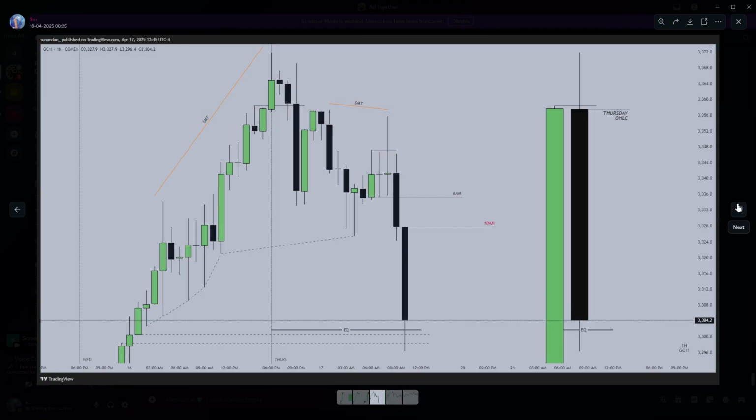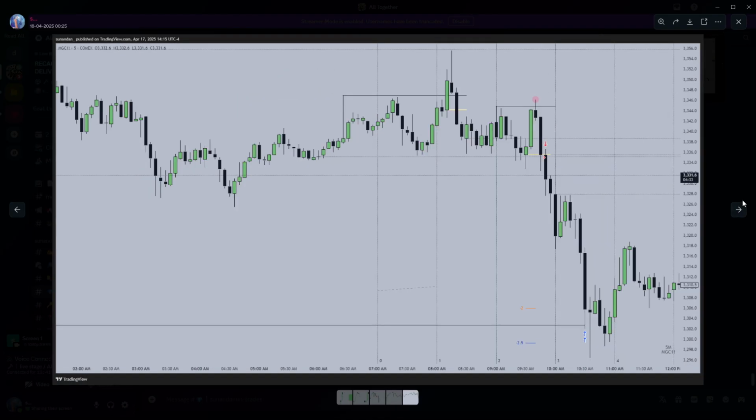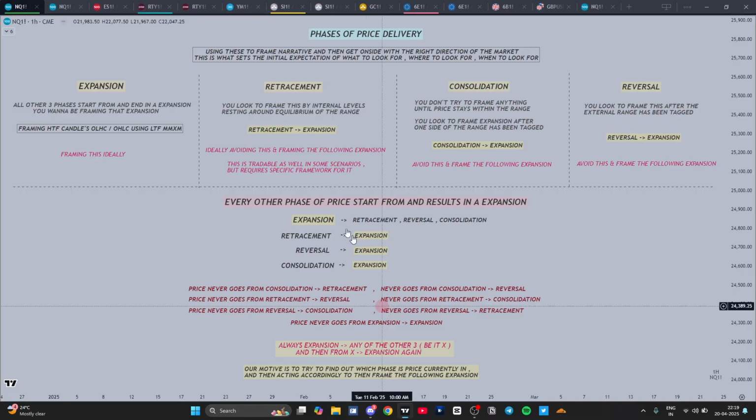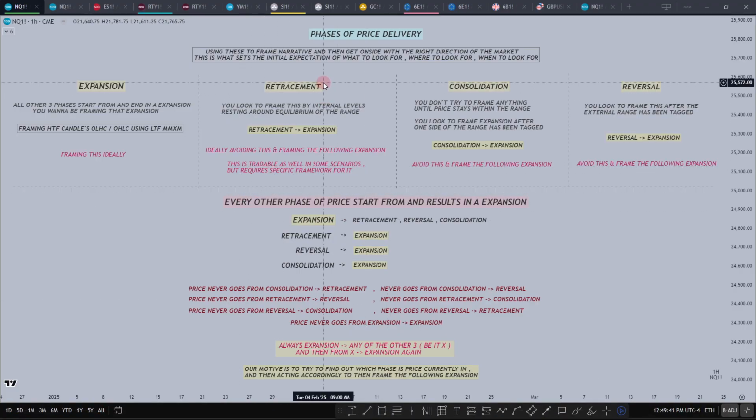Here, and I framed this expansion, OHLC, not going too much into it, but leave it for the moment. Mainly you want to frame the expansion which results after the other phase has ended and the result is expansion. Okay, avoiding this in most scenarios, participating in the result which happens after this phase ends.